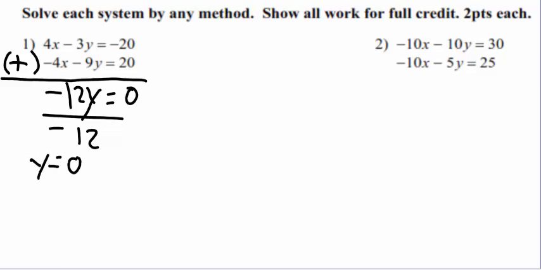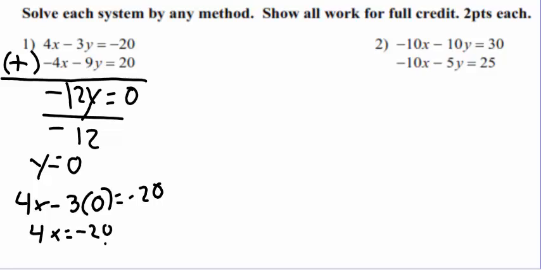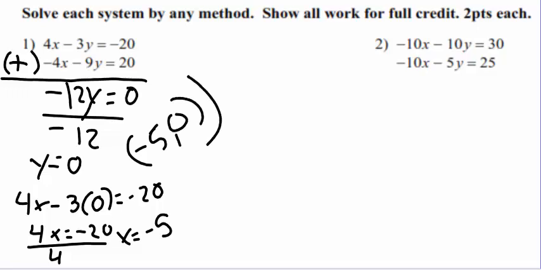So now all we have to do is pick either equation and plug that in for y. So I'm going to pick the first one. So I got 4x minus 3 times 0 equals negative 20. So that is 4x equals negative 20. Divide both sides by 4, we get x equals negative 5. So this thing intersects at negative 5, comma, 0. That would be our answer.